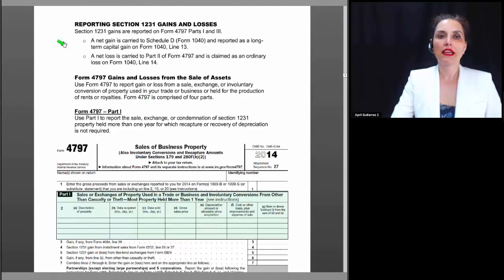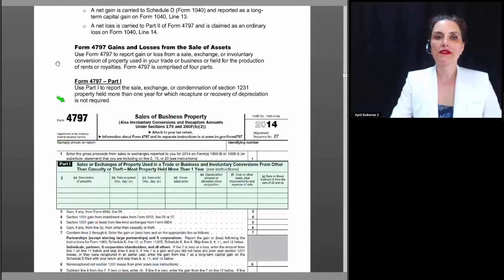Section 1231 gains are reported on Form 4797 in Parts 1 and 3. A net gain is carried to Schedule D and is reported as a long-term capital gain on line 13 of Form 1040. A net loss is carried to Part 2 of Form 4797 and is claimed as ordinary loss on Form 1040, line 14.